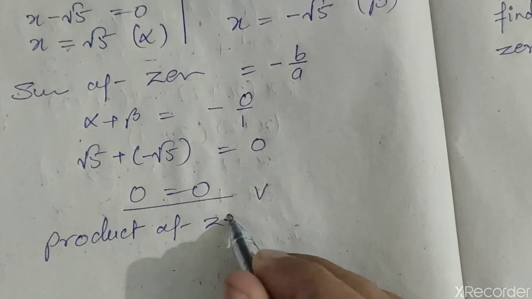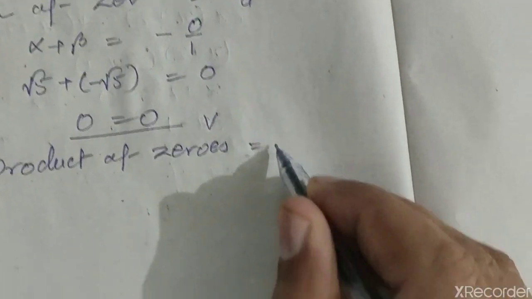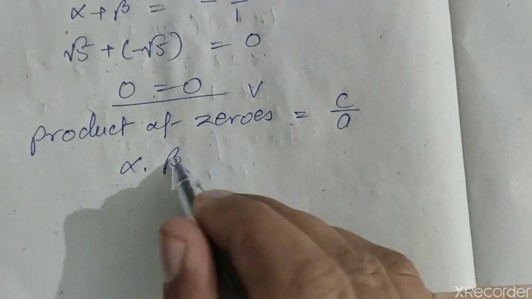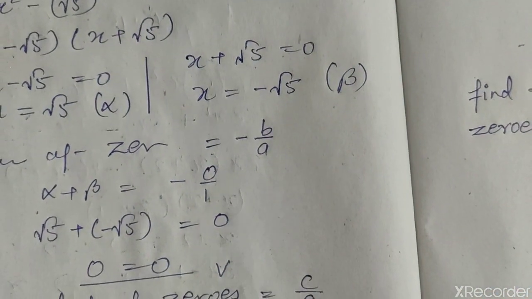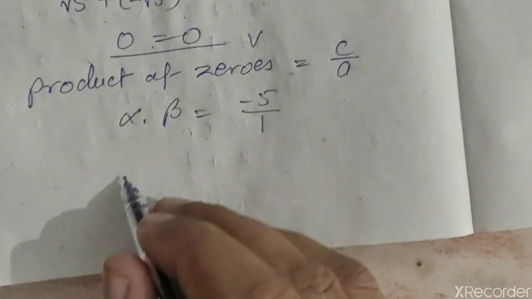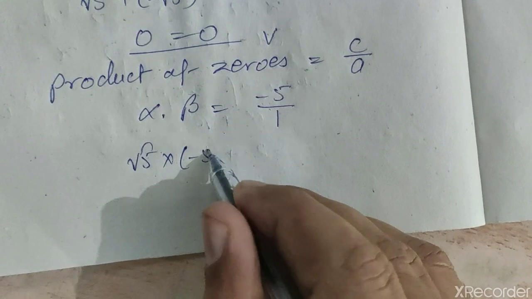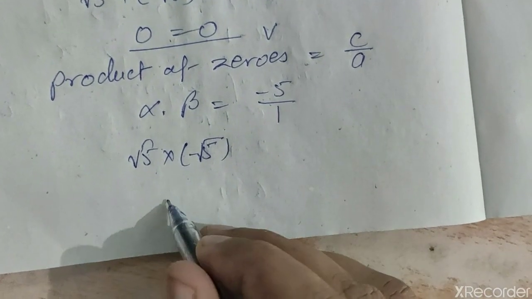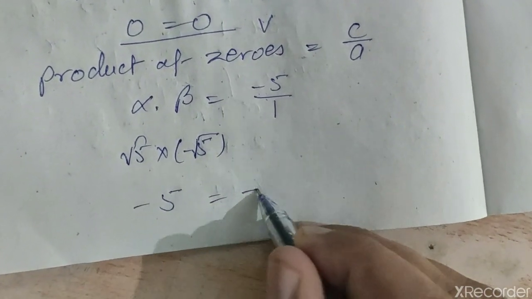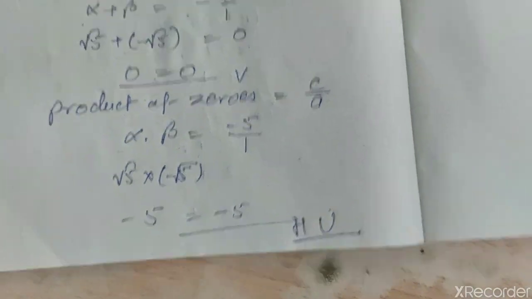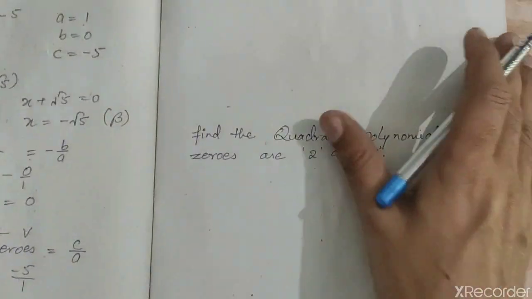Now the product of zeros is equal to c upon a, that is, alpha into beta is equal to c upon a. c is minus 5, a is 1. Alpha is root 5 and beta is minus root 5. So it will be minus 5 equals minus 5. Hence it is verified. So verification could be done like this.